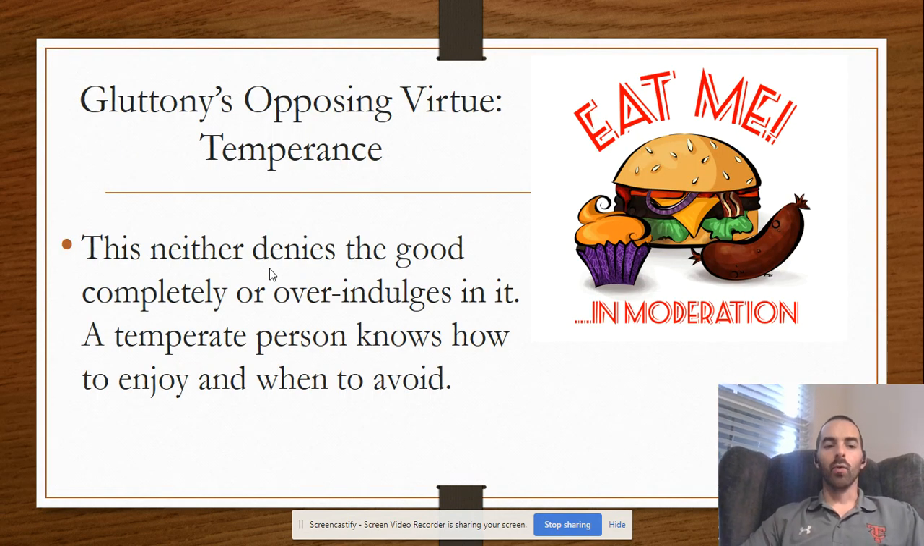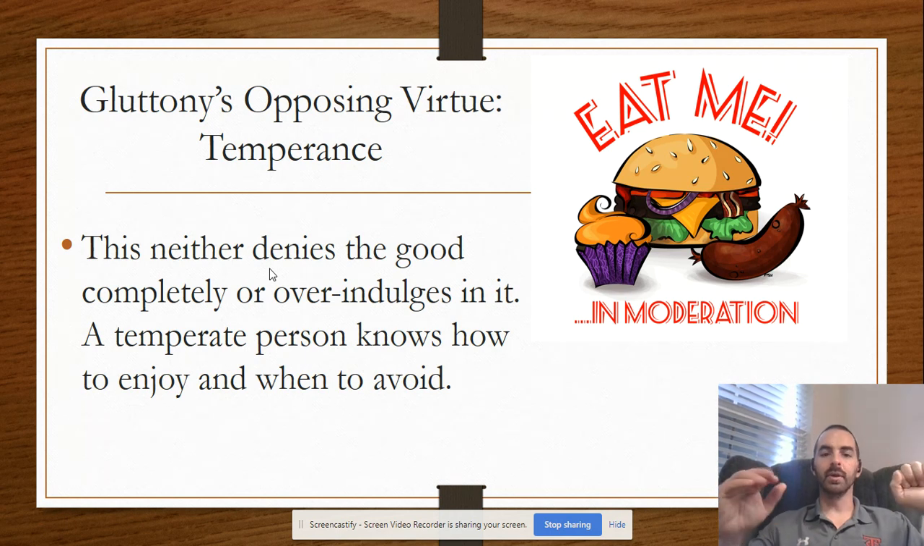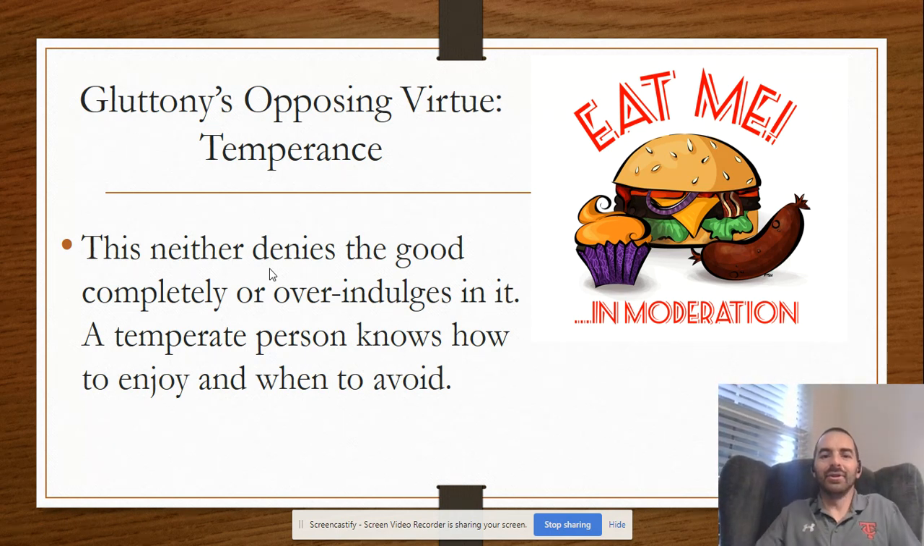But before we wrap up, we have one more virtue, which we've talked about already before. The opposite of gluttony, consume, consume, consume, is not just don't eat. It's certainly not don't enjoy stuff. It's simply temperance, knowing when, where, and how to eat right and drink right. This neither denies the good. Temperance doesn't deny the fact that food tastes good, just like lust.